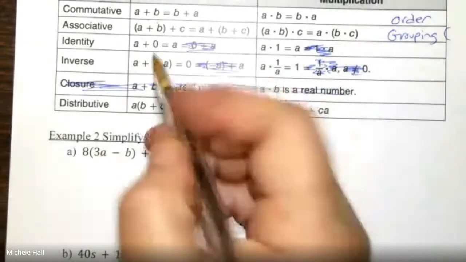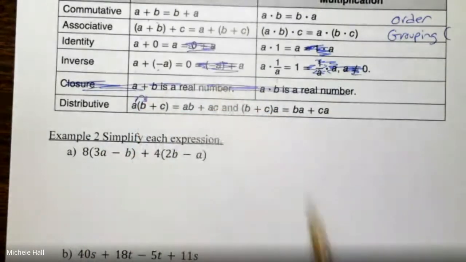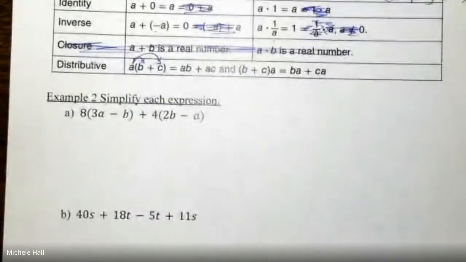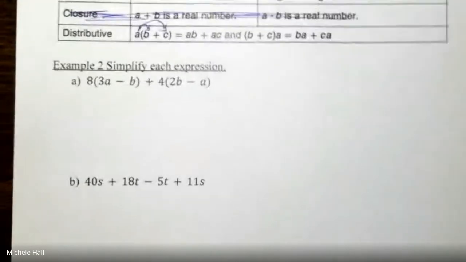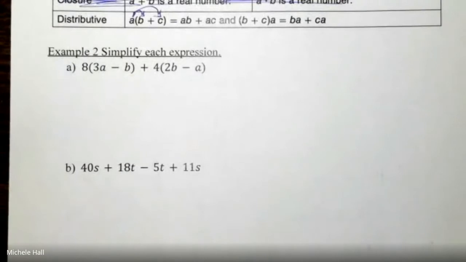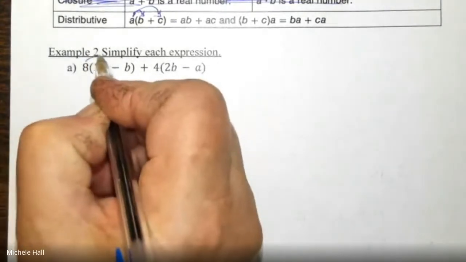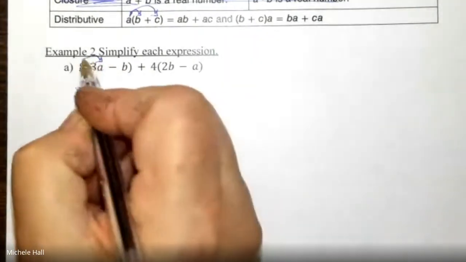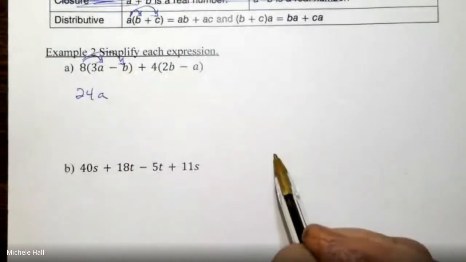Distributive property is a big property that's used. A times (B plus C) is AB plus AC. All right, so here we go. We did this in algebra, simplifying. We're going to start with the distributive property. What's 8 times 3A? And 8 times negative B?